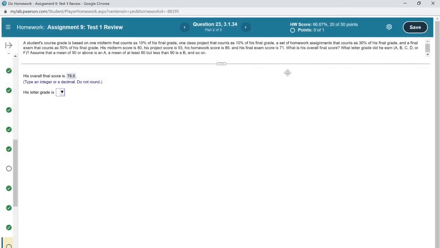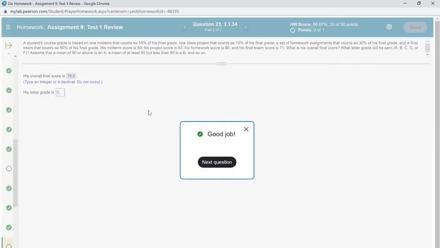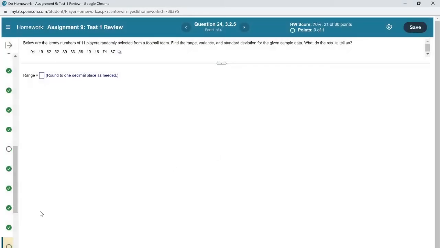Okay, so now for A, B, C, D, you can see here anything less than 80 is C. Assume that a mean of 90 or above is A, a mean of 80 but less than 90 is B, and so on. So 78.6 is less than 80, so that should be C. Okay, so that's how you can calculate your course grade.